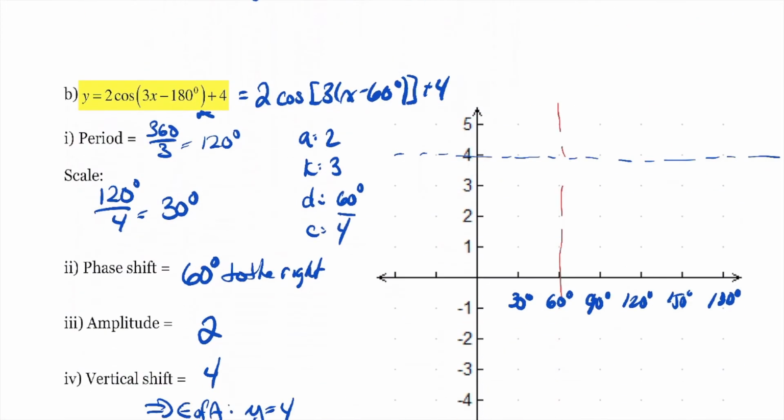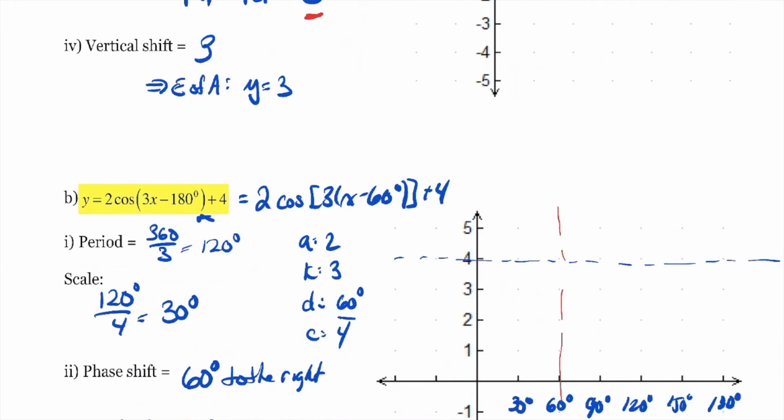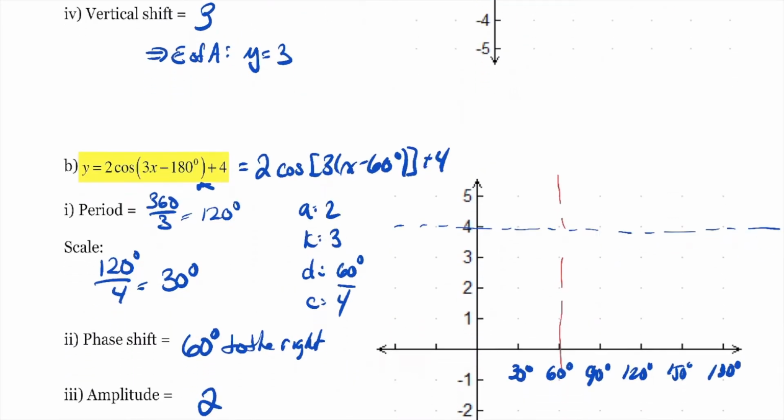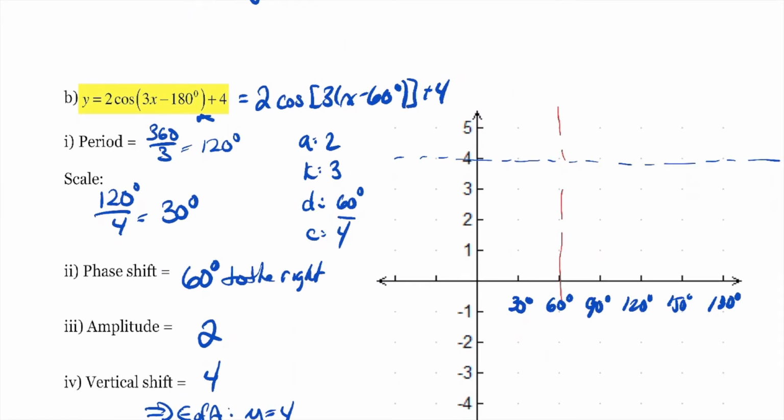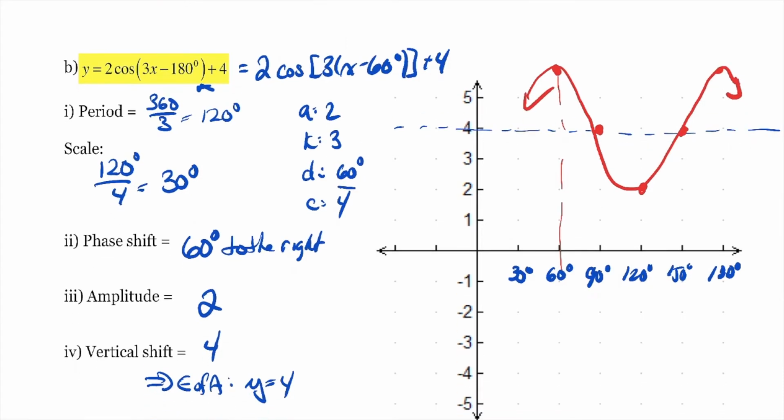So let's go back down and look at our question. Cos is going to start at our peak, so we need to find our equation of axes, which is 4, and go up by the amplitude, which is 2. So it gives me a point there. Then cos comes down to the equation of axes, down 2, back to the equation of axes, and back up to the peak. And that's what our graph looks like for that transformation.